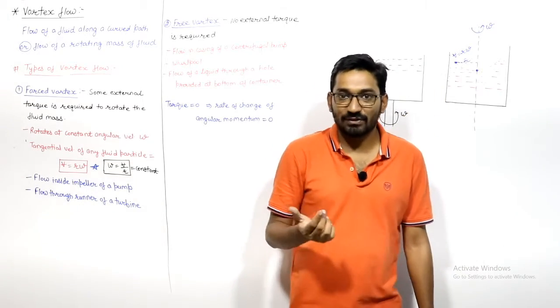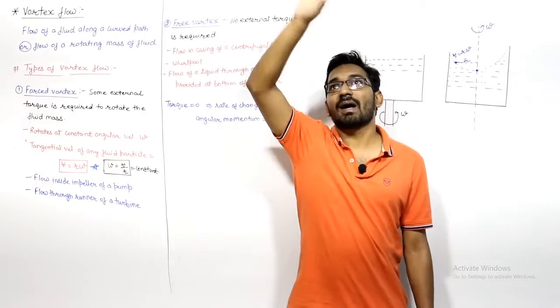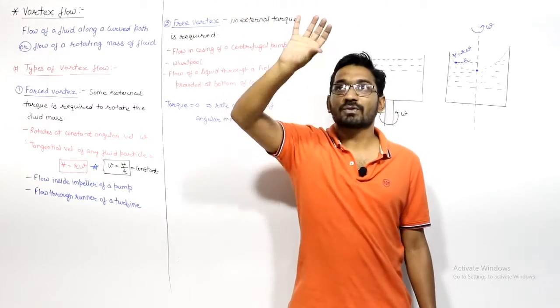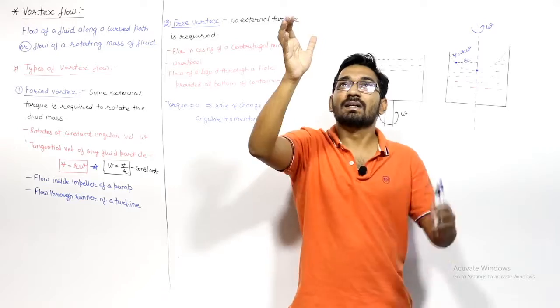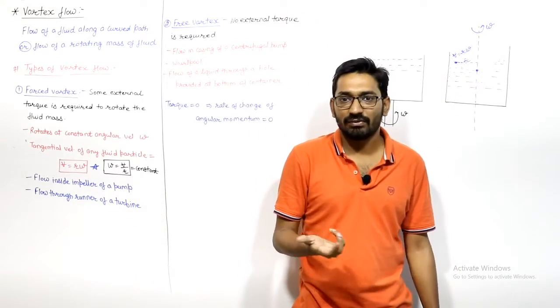Another example, suppose you have a fan. When the fan is switched off, air is there everywhere. Air is also a fluid. So when this fan starts rotating, the air which is in contact with this fan also starts rotating. That is also a kind of forced vortex.